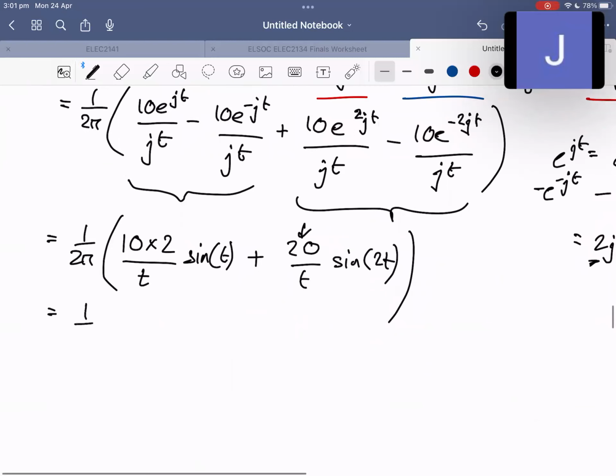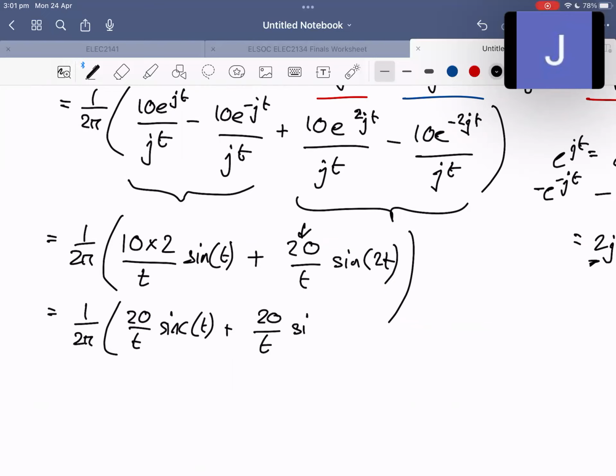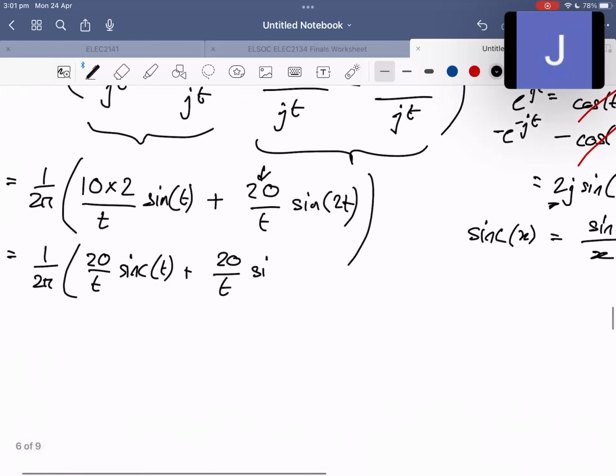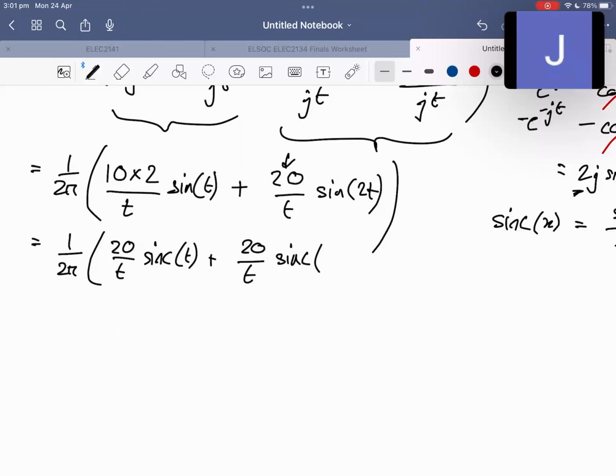Okay. So 1 on 2 pi, and so 20 on t sinc t. Sorry, yeah, no, that's sinc t. And so the sinc function, recall, is just sine x over x. And sorry, there shouldn't be a t on the bottom, so it should just be like that. Oh, okay, so this should be 40. Yeah, this should be 40 sinc 2t. I've done this right.